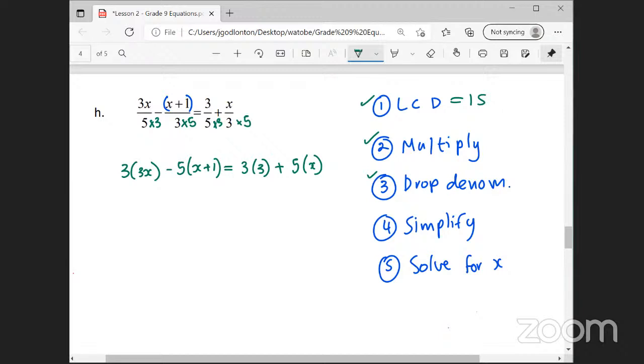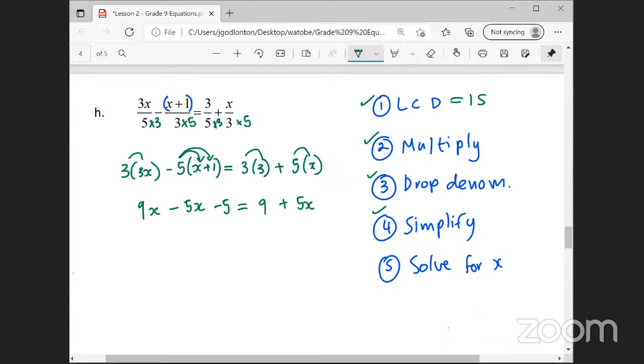Next step, we're going to simplify. So 3 times 3x is 9x. We're going to have negative 5x minus 5. 3 times 3 is 9. 5 times x is 5x. Okay, simplified. Done. Last step is we have to find x.